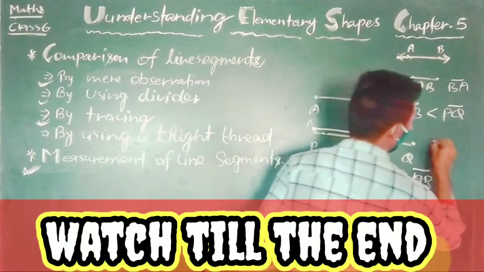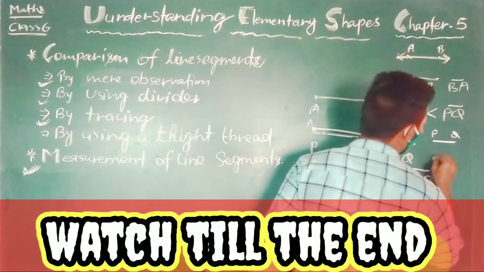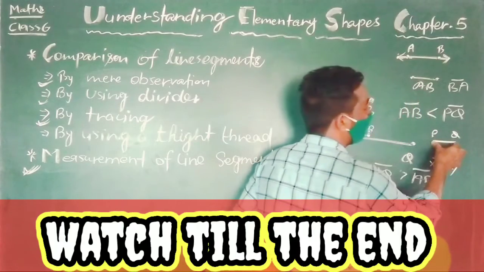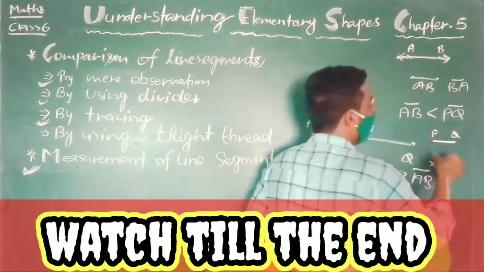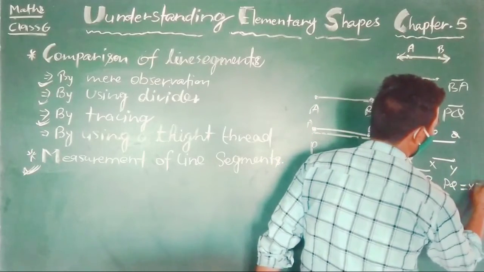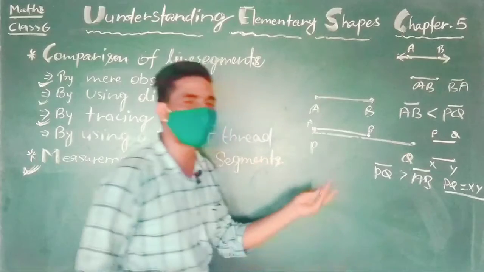Suppose you take this PQ like that, and again I will take one more line, XY. Now you just trace it. If you bring this PQ on this XY, then it will be equal. So we can write here PQ equal to XY, and this is what we are doing practically here.